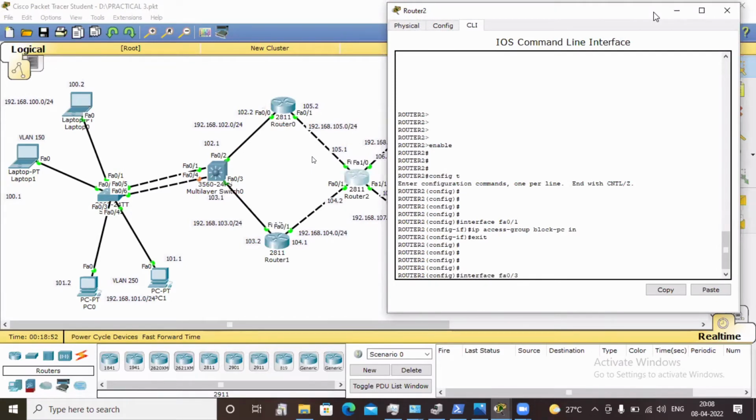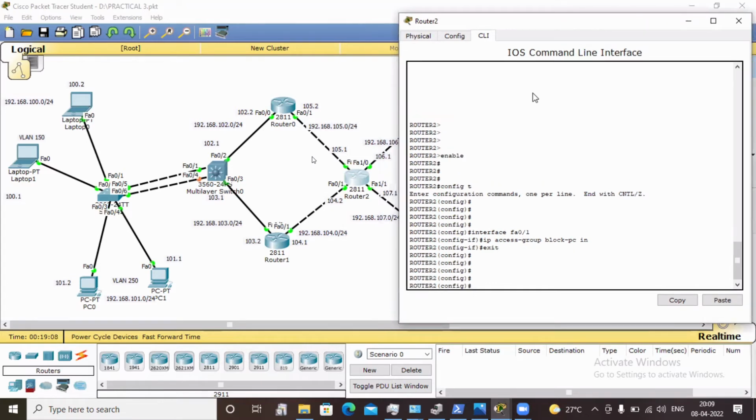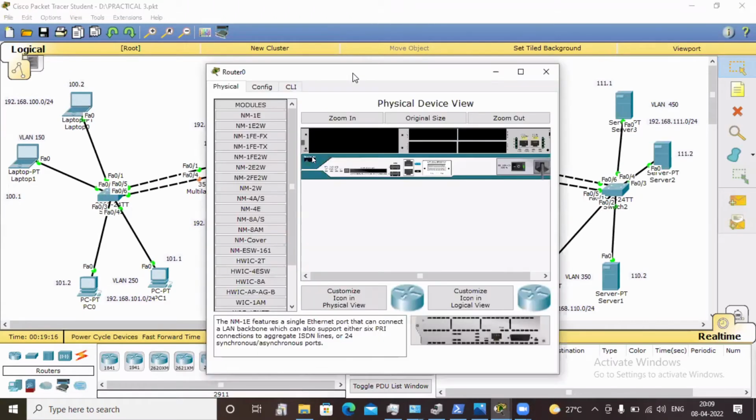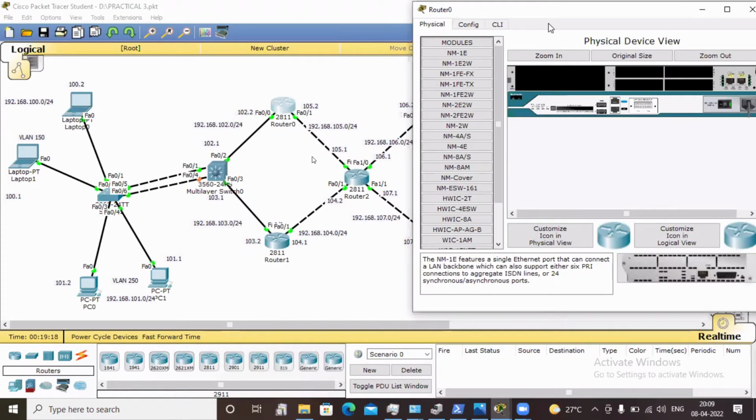FA0/3. Please confirm the port on router 2. Have you confirmed it? It will be out now. No. First, if you have the interface on FA0/1, then the same port should be used, no? They are configured from router 1. Then now we have to configure from router 0, no? From that port it is coming to router 2. Yes, yes.